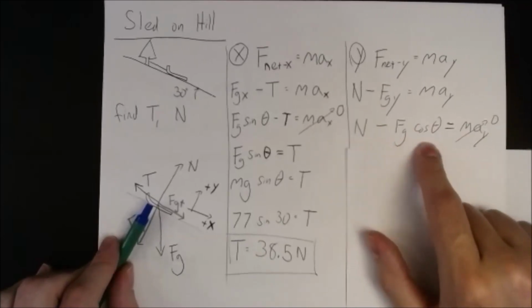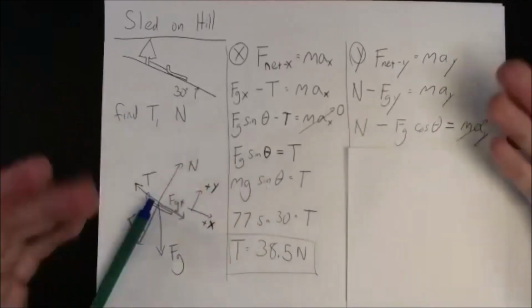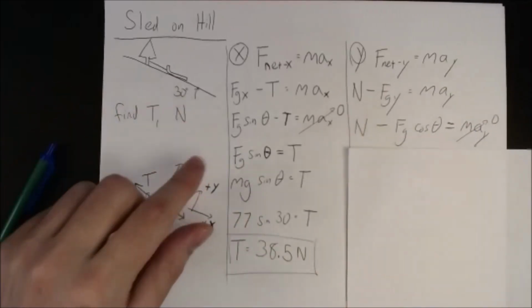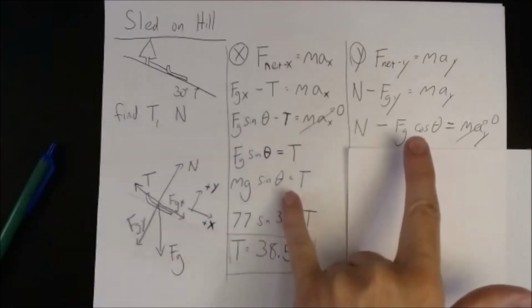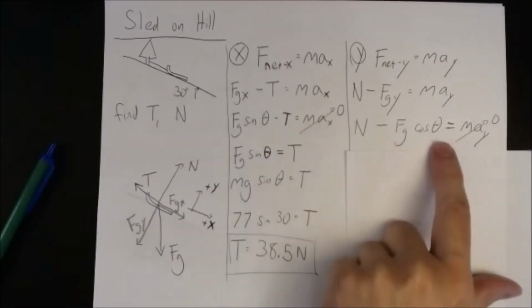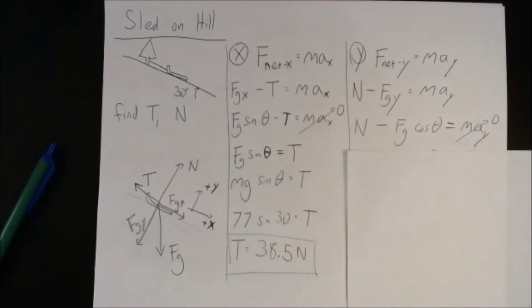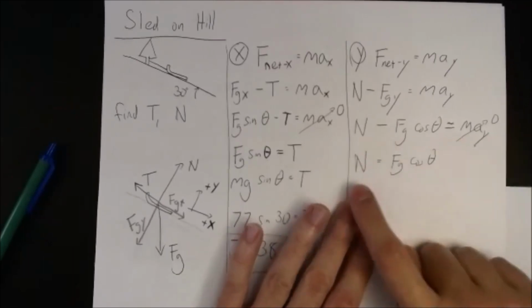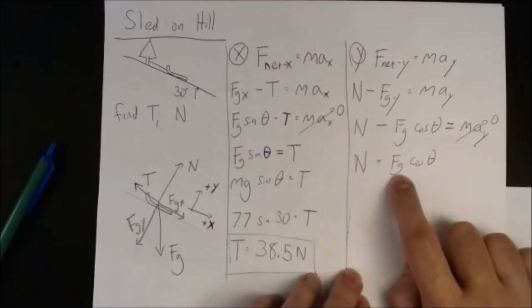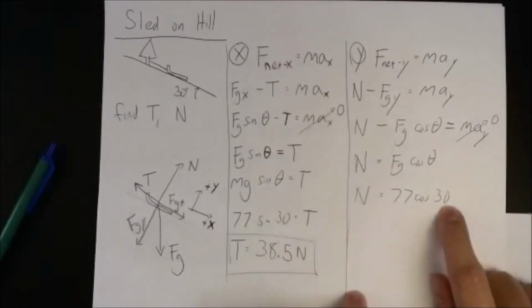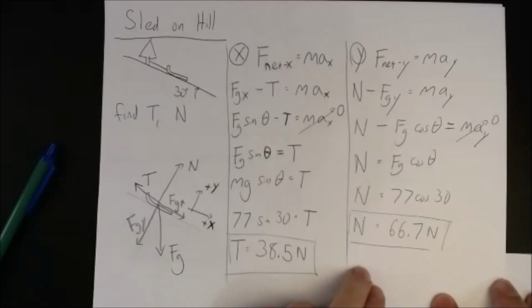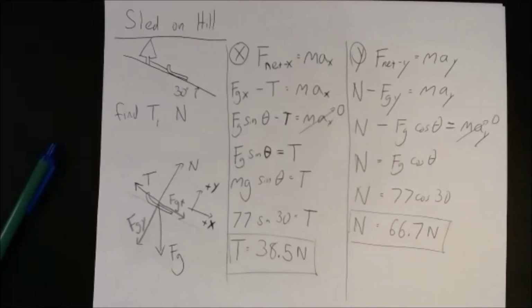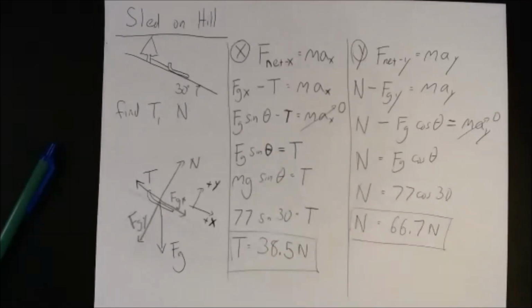Normal minus FG cosine theta, because when you've got things at these kinds of weird axes, then you flip which one is sine and which one is cosine. Y becomes cosine, X becomes sine. Again, I'll post that video, so look at that video. Doing a little bit more algebra, we see that the normal force is equal to Fg cosine theta. Fg is 77 newtons, theta is 30. The normal is equal to, well, let's calculate that, 66.7 newtons. We have found the tension and the normal for this sled on the hill, just as we set out to.